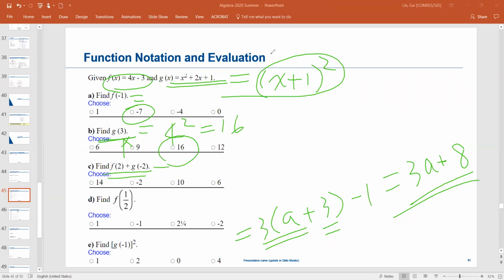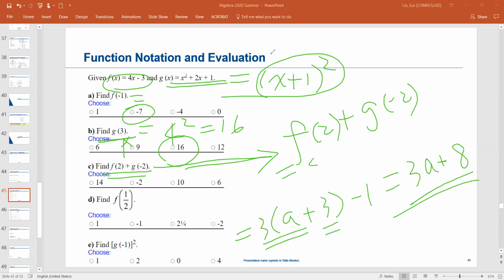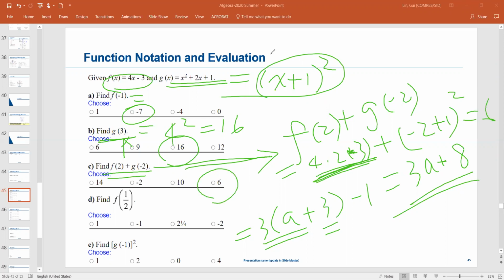So what about this part? So this part means 2 of them. So f(2) plus g(-2). So f(2) equals 4 times 2 minus 3. Actually here equals 5, right? Plus, here is -2 plus 1 squared, right? So here is, I'm sorry, here it's wrong, it's not here. Here is the 5. 5 plus 1 equals 6, right? So the answer is here.